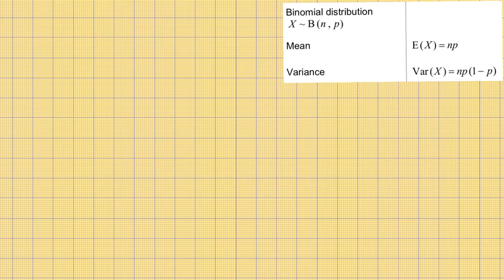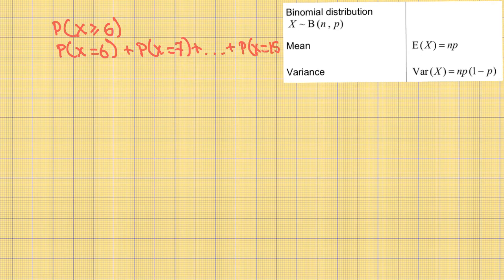We might also be asked, what is the probability that our random variable x is greater than or equal to 6? What that means is, what's the probability that we get 6 sixes or 7 sixes or 8 sixes or 9 sixes or 10 sixes all the way up to 15 sixes? So that's the probability that x equals 6 plus the probability that x equals 7 plus all the way up to the probability that x equals 15.